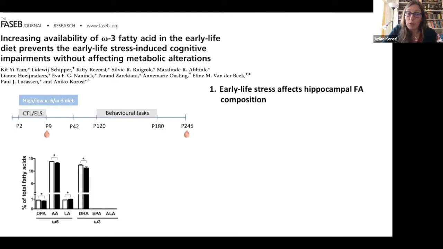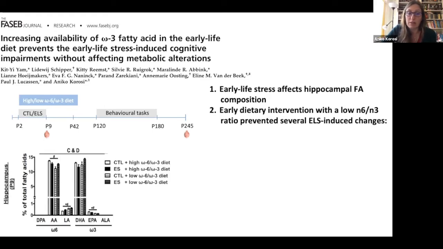So first, we questioned whether early life adversity alters hippocampal fatty acid composition. And that was indeed the case. We see here that there are changes at all different omega-6 and omega-3 fatty acid levels. For example, here you can see that there is a reduction of DHA. This is actually quite remarkable because the brain is extremely well protected for its fatty acid content. So to be able to see any differences at all, even though they might seem small, can actually have a really big biological impact.